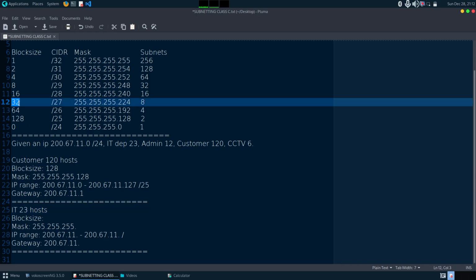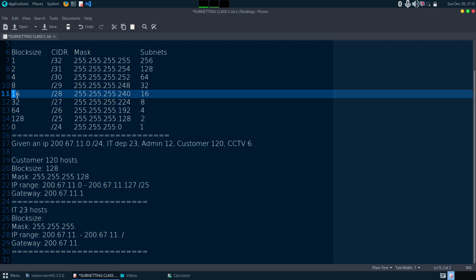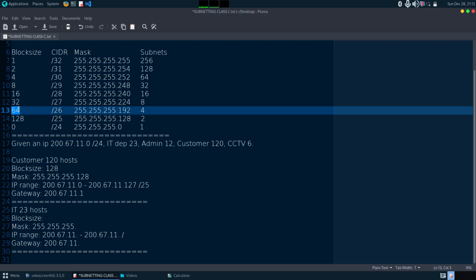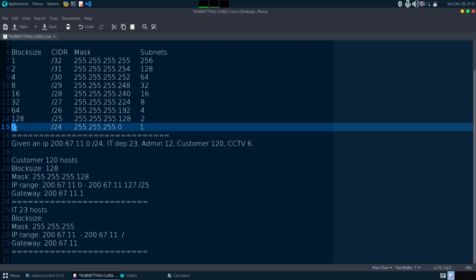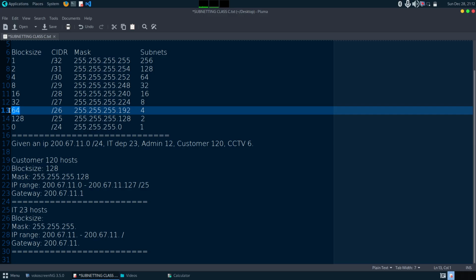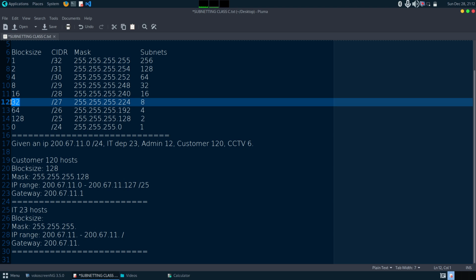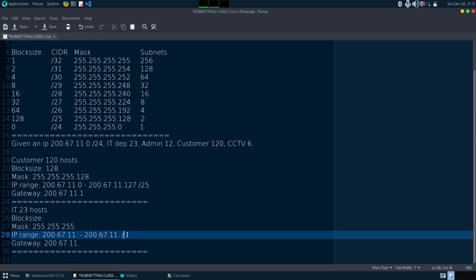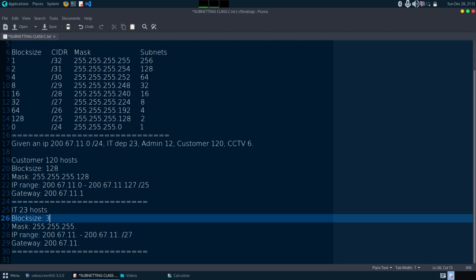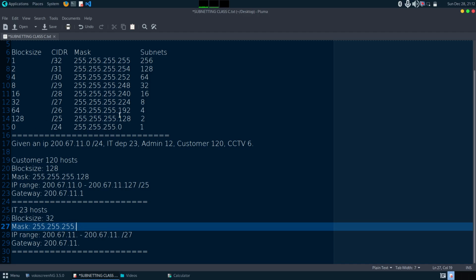Okay, so therefore we have 32. It can't go into 16, so we have 32, 64, 128 and 256. So if we pick 64, that will be wastage, because the number that remains would be twice or maybe thrice that of 23. So therefore we'll go with 32 for efficiency. Okay, so the slash is 27, so I'll put 27 here. The block size is 32, so I'll put 32 here. What's the mask? The mask is 224.